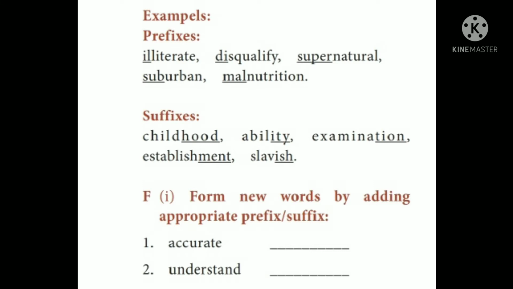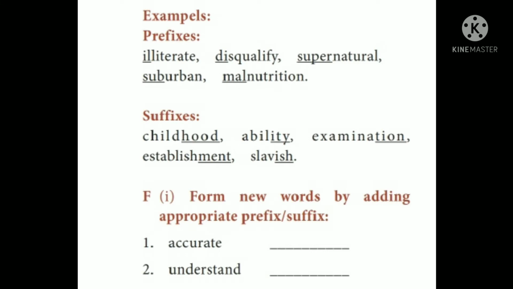See the first example, childhood. Here child is the base word or root word. Here we are adding hood. It is a suffix. By adding that suffix to child, it gives a different meaning. Next one, ability. Likewise, ity is a suffix. Next one, examination, tion. All those underlined words that come after the root word are called suffixes.